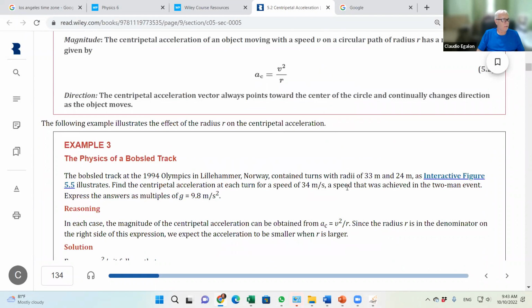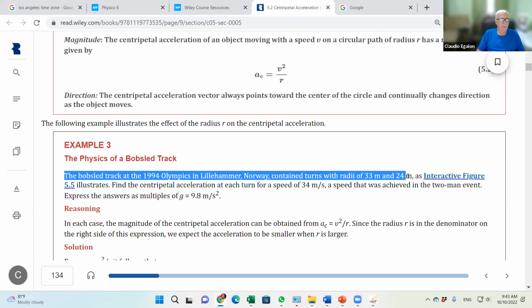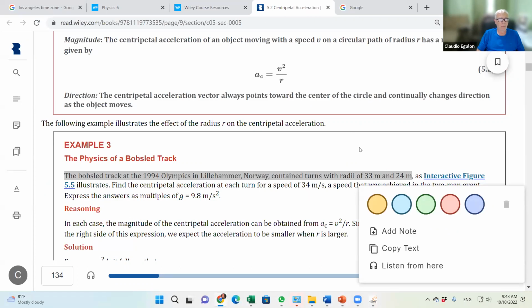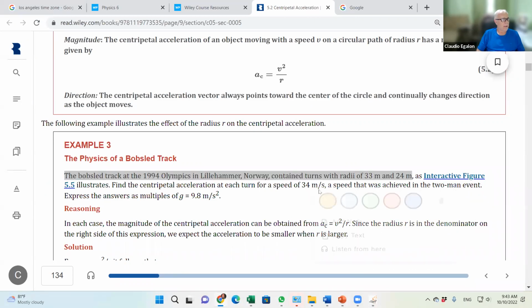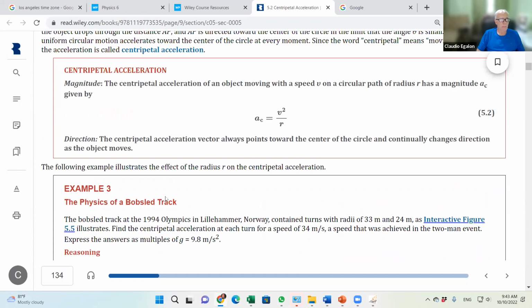The bobsled track at the 1994 Olympics, Lillehammer, Norway, contained turns with radii of 33 meters and 24 meters. Find the centripetal acceleration for each turn for a speed of 34 meters per second, a speed that was achieved in the two-man event. Express the answers as multiples of g.